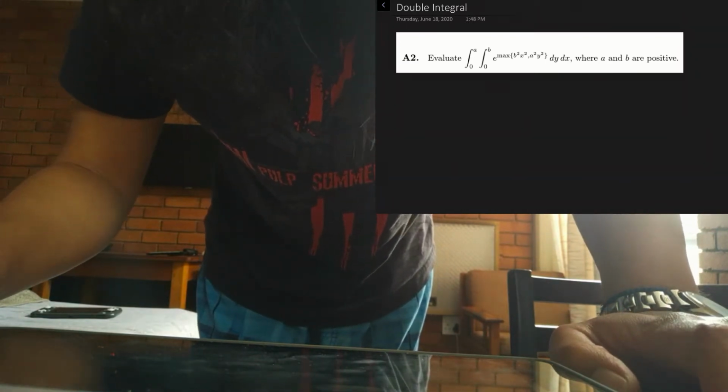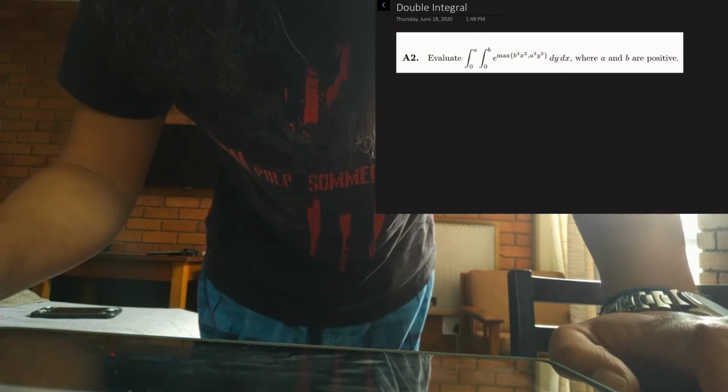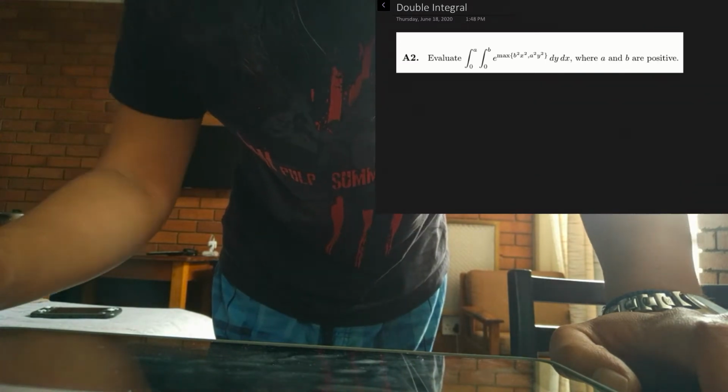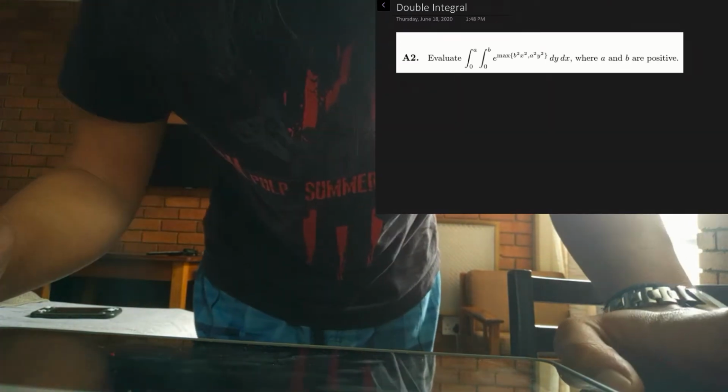Evaluate the integral from 0 to a, integral 0 to b of e to the maximum of b squared x squared, a squared y squared, dy dx, where a and b are positive numbers. Okay?